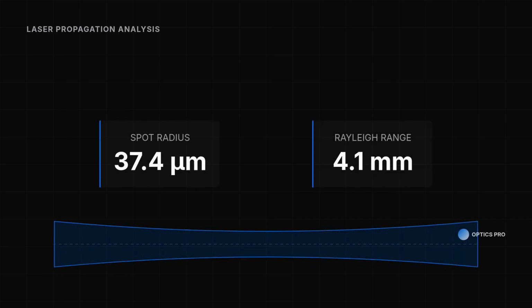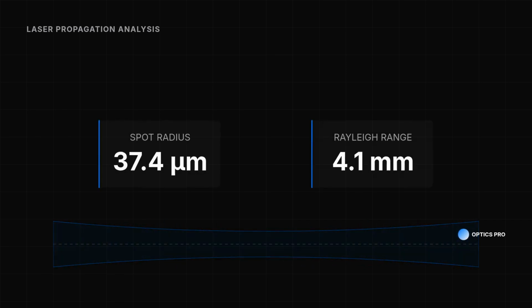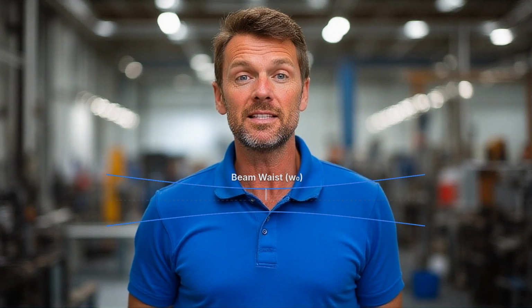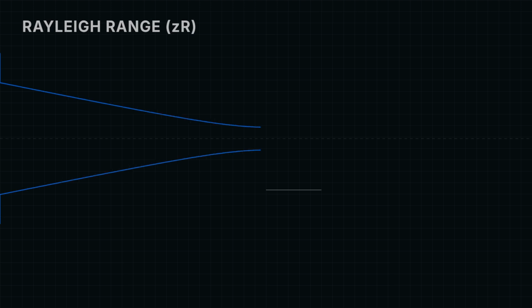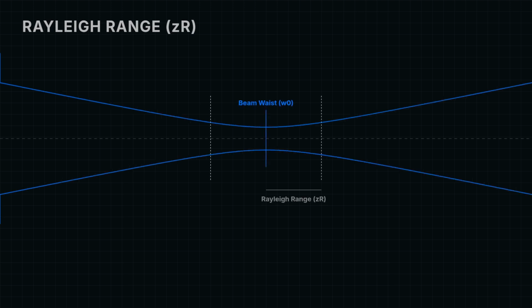The calculator instantly shows spot radius of 37.4 micrometers and Rayleigh range of 4.1 millimeters. These outputs tell you the minimum beam waist radius at focus and the distance over which the beam stays relatively collimated. The Rayleigh range defines your useful working distance where the spot size remains within √2 of minimum.